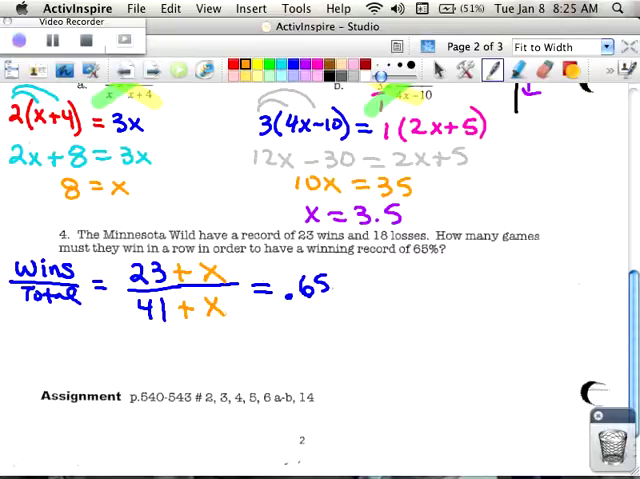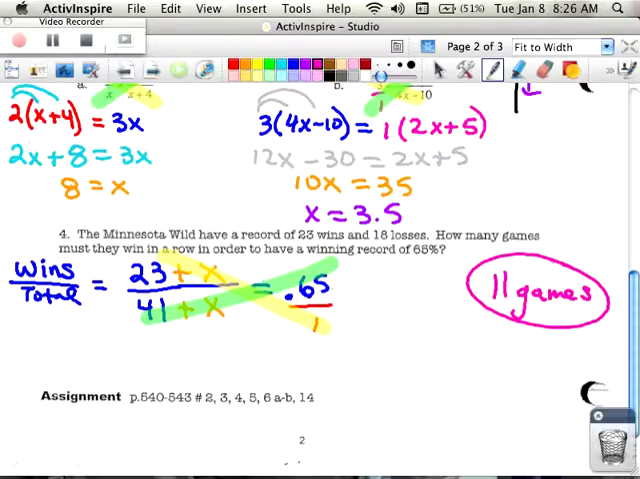Don't forget that this 0.65 is really over 1. So as you solve this problem, you're going to have the cross multiply thing again, and you're going to solve it. I'm going to leave that to you to figure out, but I am going to tell you the answer, and you can check it to see if you actually get it. The answer, when you get done, is going to end up being 11 games. So I want you to try that on your own, and I just wanted to help you with the setup.